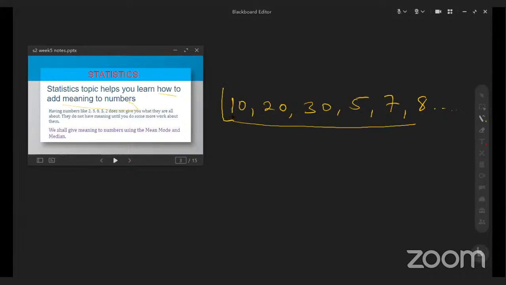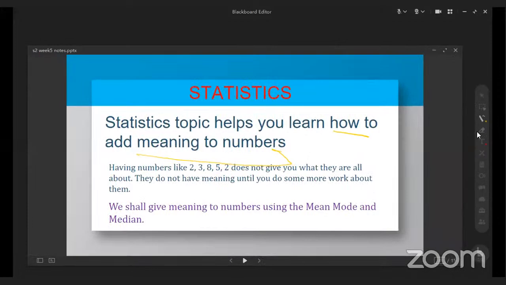Okay, until you can tell someone, oh, what I have written down are ages of people. Or I have written down the heights of people. So what are we doing? We're trying to attach meaning to these numbers that we are having. That is statistics. Every number you write down, there must be an attachment onto it. That attachment, at the end of it all, is going to help us carry out a certain manipulation, and we shall learn something out of them. So, that is what statistics is about, adding meaning to a given set of numbers. That is what we do when we are looking at statistics, okay?